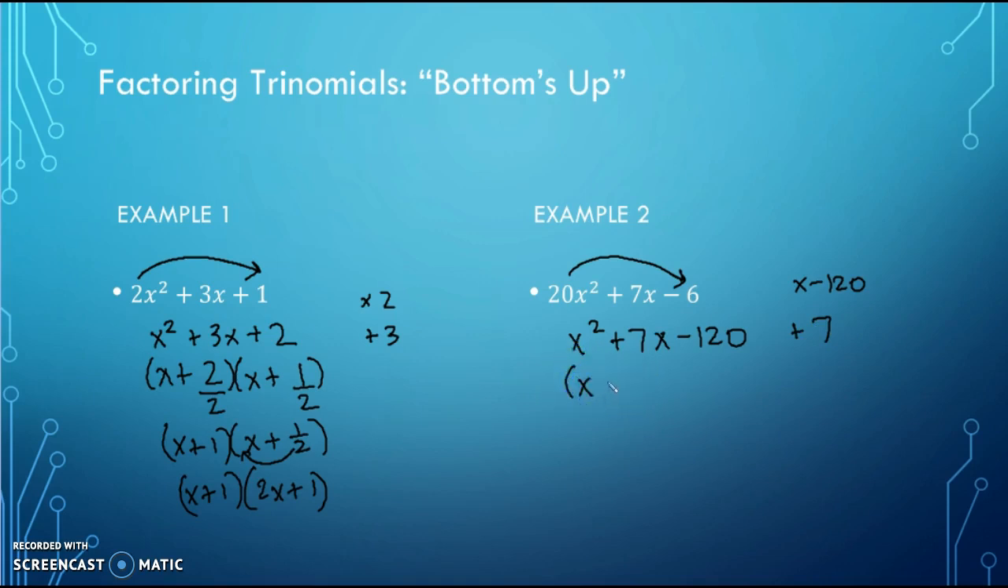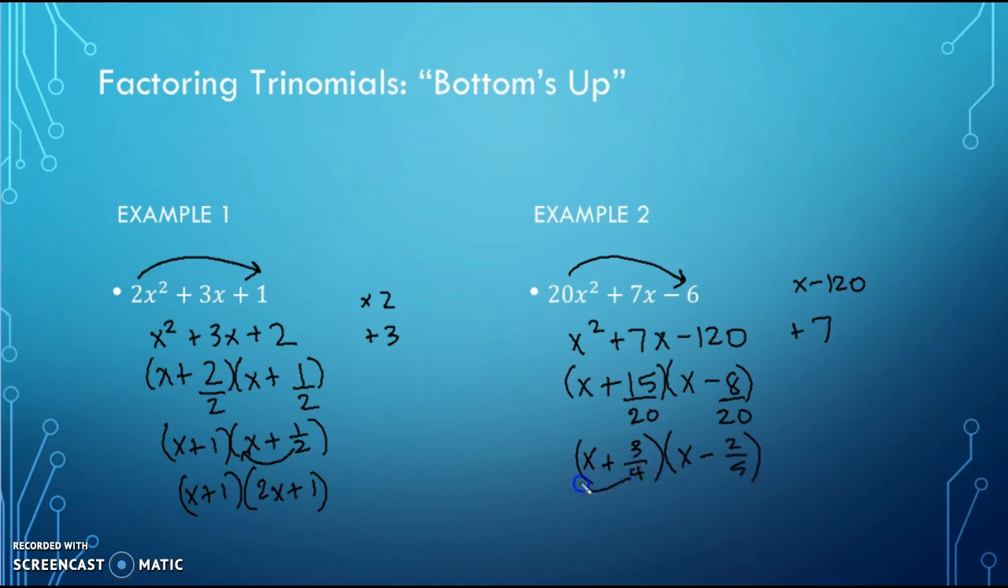Right? And I want the bigger one to be positive because I want it to add to a positive number. So you have a positive 15 and a negative 8. And again, I'm not done yet. I'm going to take out that original a value, so I'm going to divide by 20. And then we simplify. So 15 over 20 simplifies to 3 over 4, and 8 over 20 simplifies to 2 over 5.